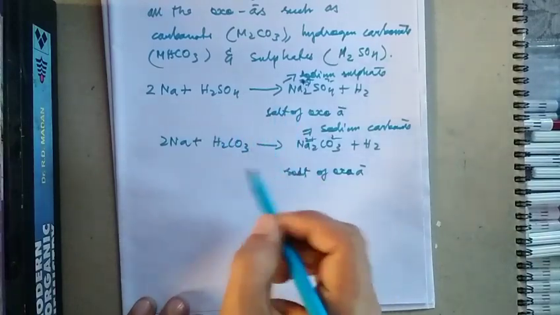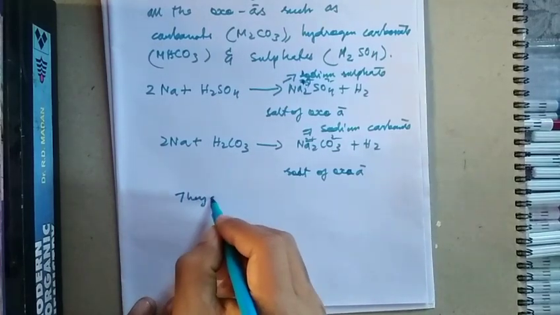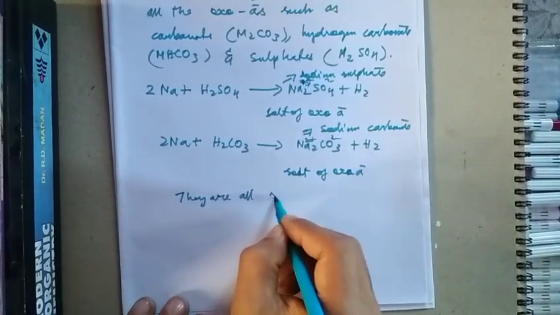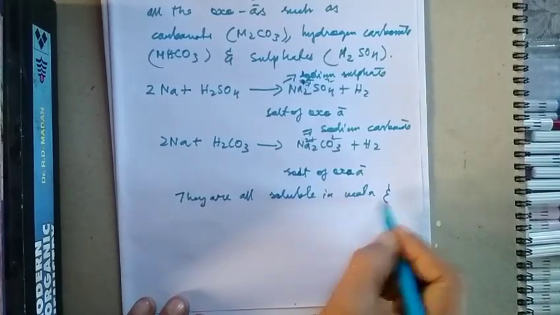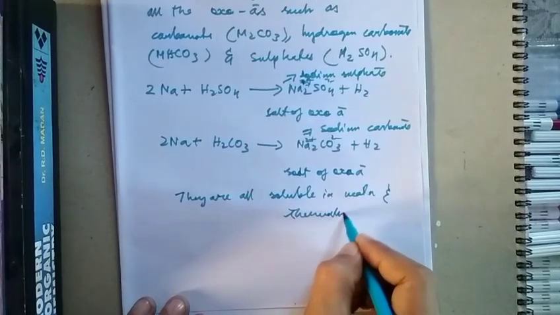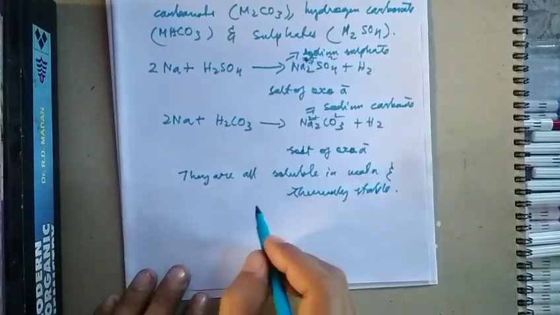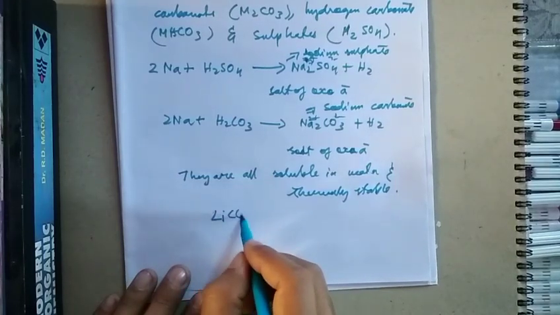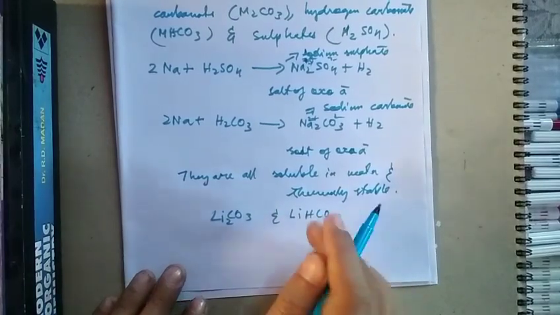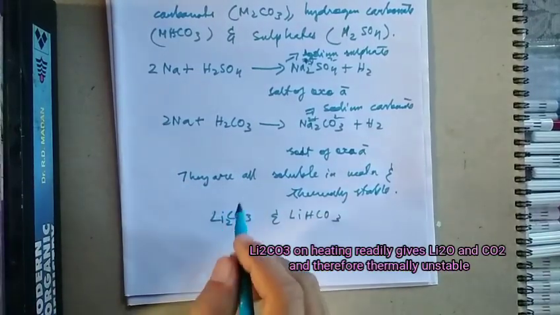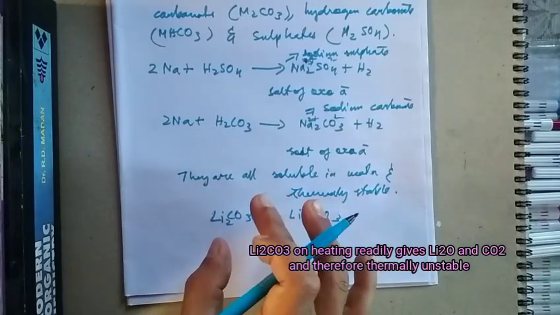So these salts of oxoacids are all soluble in water and thermally stable. There is some exception, except Li2CO3 and lithium hydrogen carbonate. You all know this because Li is very small, and it is also polarizing.